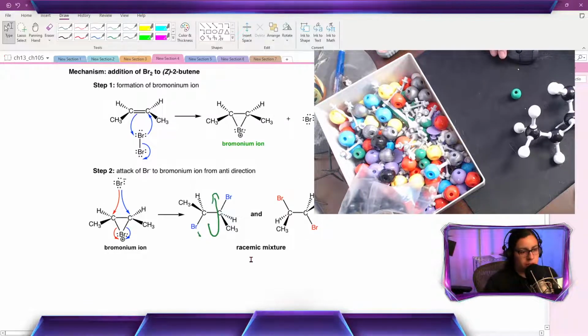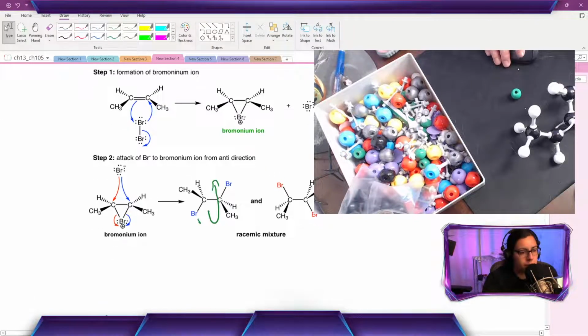And so just do that. Just practice drawing both the products. Are they the same? Are they different? That's what you have to determine.